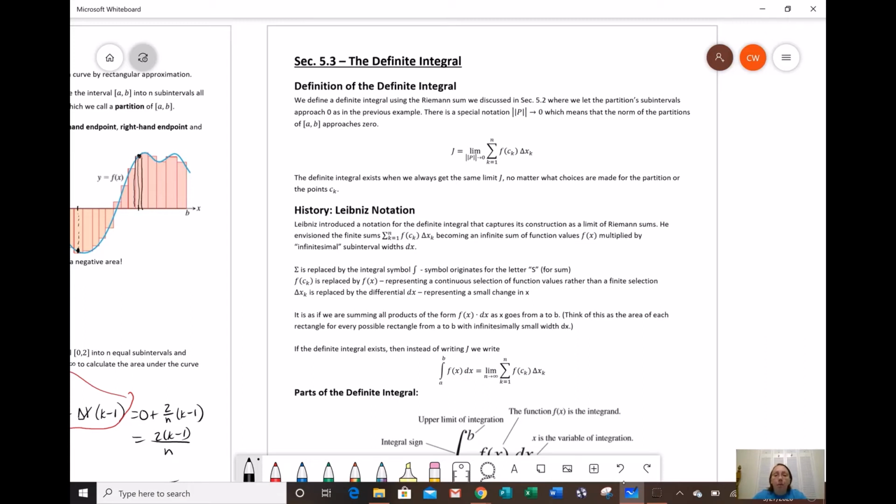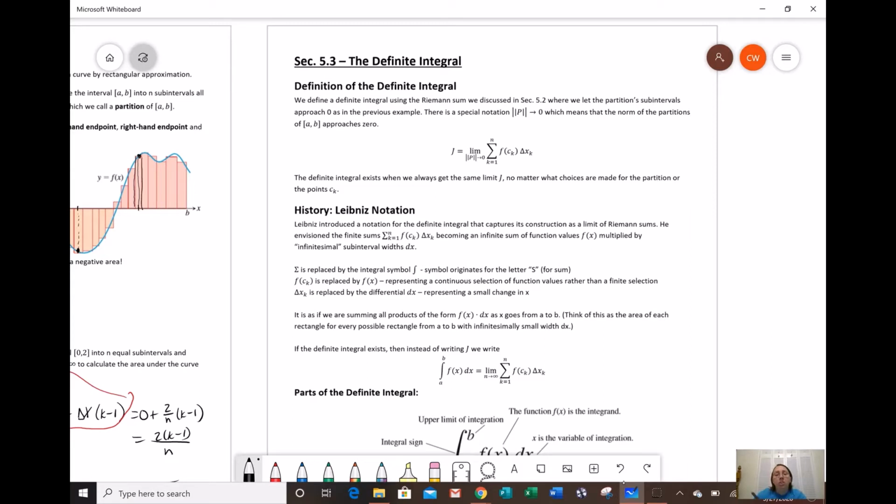Moving on to 5.3, we're going to use what we just talked about to define what's called a definite integral. We define a definite integral using the Riemann sum, what we just did, where we let the partition subintervals approach 0 as in the previous example. So we let all the rectangles get super, super skinny.